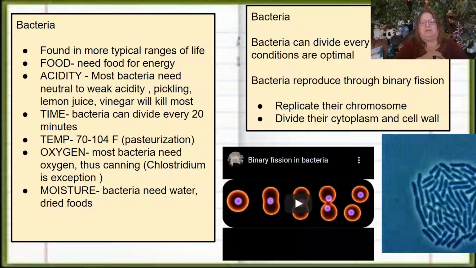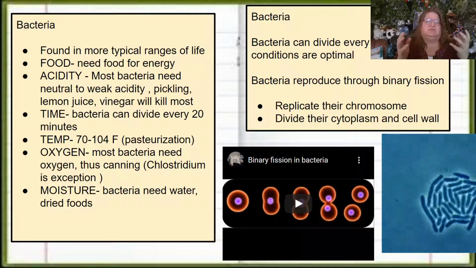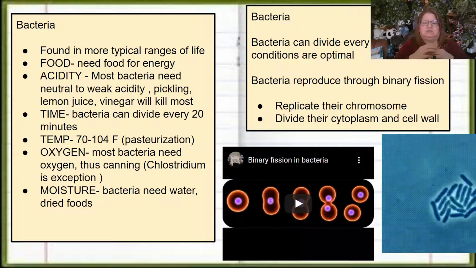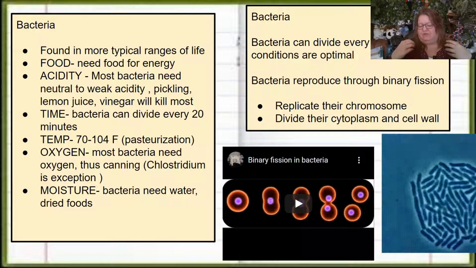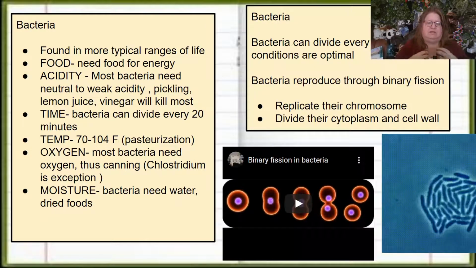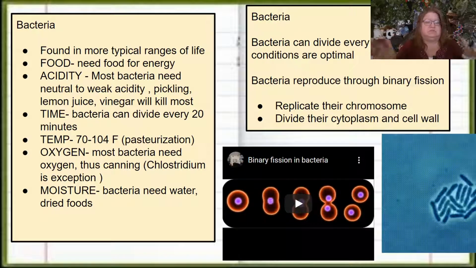But the ones that probably most students find interesting would be the bacteria that are just living in and around us. So these would be areas that have more typical ranges of living conditions. They have opportunity for food. They need food for energy. They are cells. They can reproduce on their own.